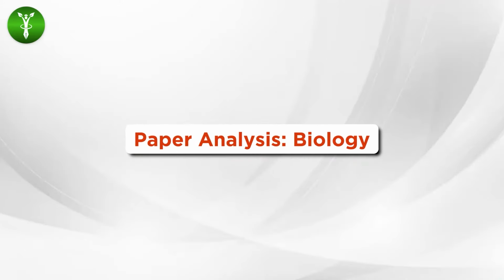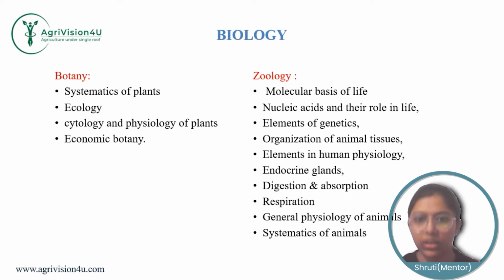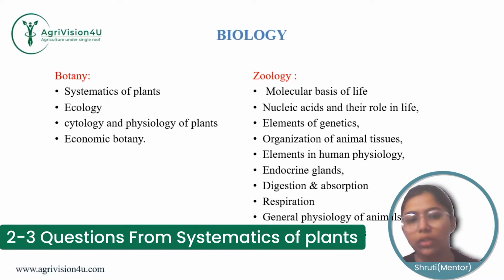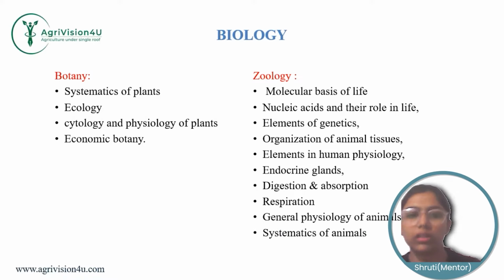Now we'll be seeing biology. So in biology, there were two sections, just like botany and zoology. So these sections were given in the syllabus only. In botany, systematics of plants has around 2 to 3 questions. So all the basics around systematics, Linnaeus, and the diagrams and all.